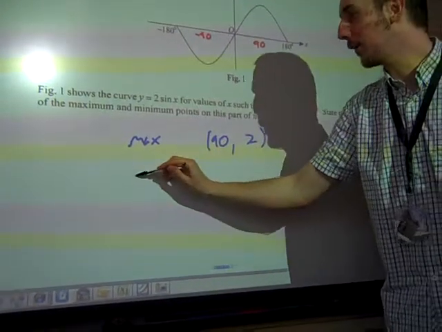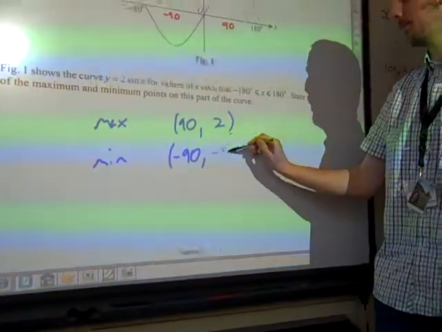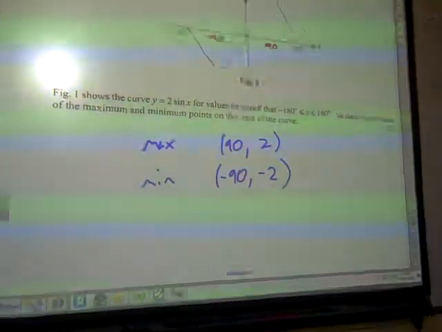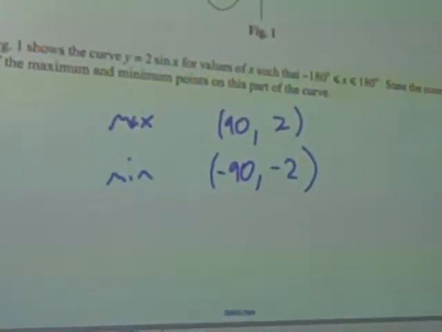I'm just getting a close up. Okay, so the minimum point is at minus 90 and minus 2. Is that 2? Yeah. Alright, don't go crazy. I'm not going crazy, I'm zooming in.